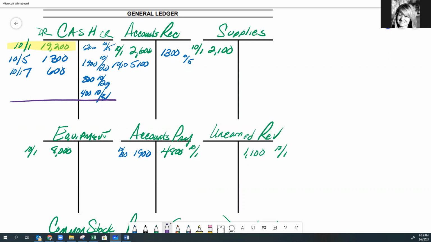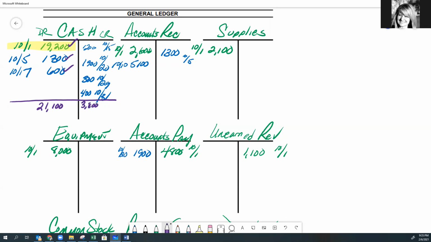So I actually already did, I totaled my debits are 21,100. So that was 19,200 plus 1,300 plus 600. I came out with 21,100 on the debit side. And then I'm going to take a moment here and add up my credits. So it's 1,200 plus 1,900 plus 300 plus 400. So my credits to cash are 3,800.